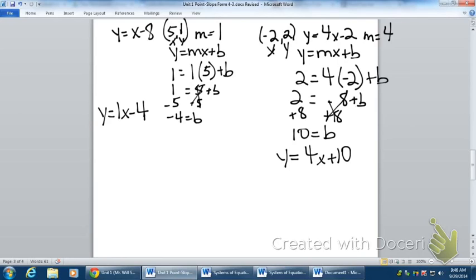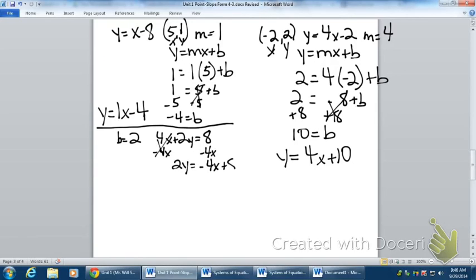Okay. So for number 10, find an equation. If we have a b value or y-intercept of 2 and we have our equation, first of all, we need to figure out what our slope is going to be. If you look at the equation, all you need to do is get it in y equals mx plus b. Solve for y. So I'm going to minus 4x to both sides. So I got 2y is equal to negative 4x plus 8. All I'm doing is getting y by itself.